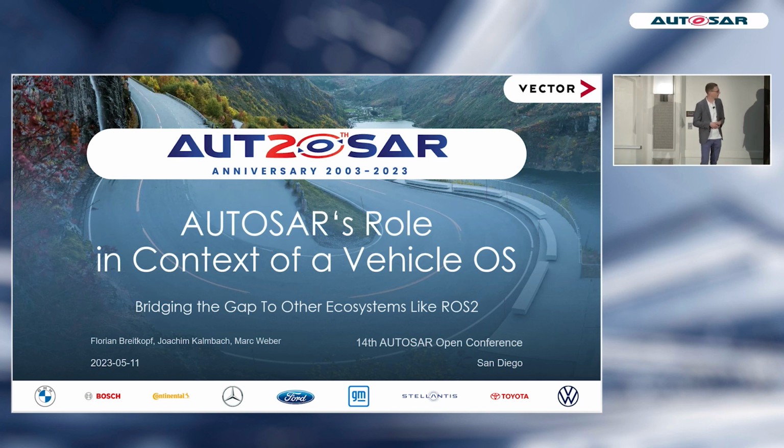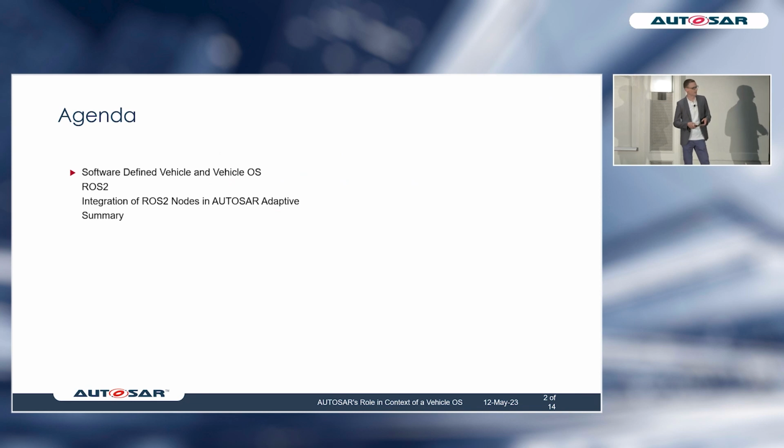So how is the presentation structured? I will talk a little bit about the SDV and the vehicle OS, just 2 slides as an introduction. Then I switch over to ROS, because I use ROS 2 as an example of what Autosar can do besides hosting applications. Well, that's kind of a teaser. So it's about the third point, the integration of ROS and Adaptive, how that could work together. And at the end, there's a summary.